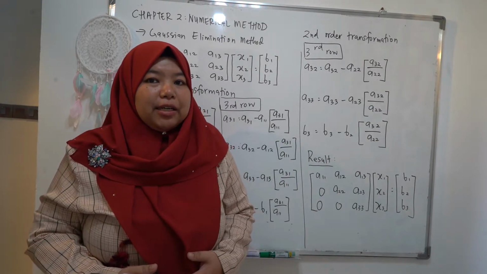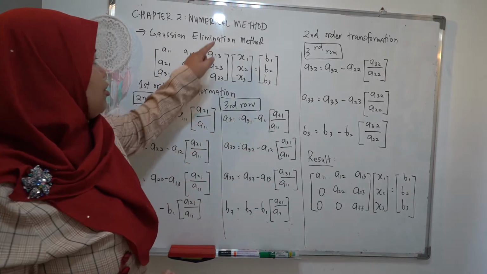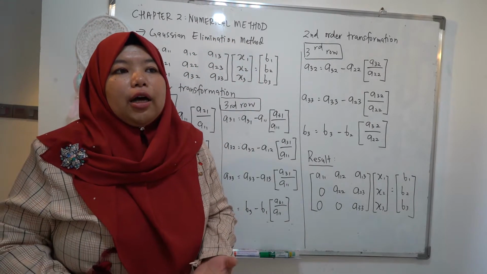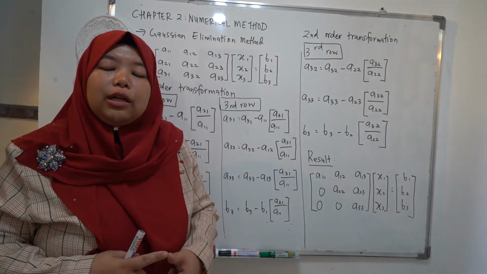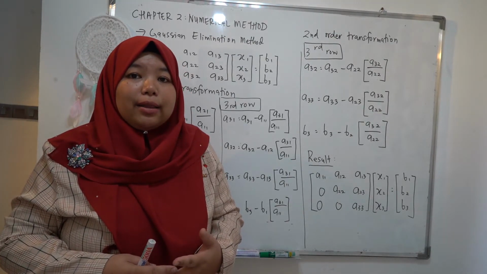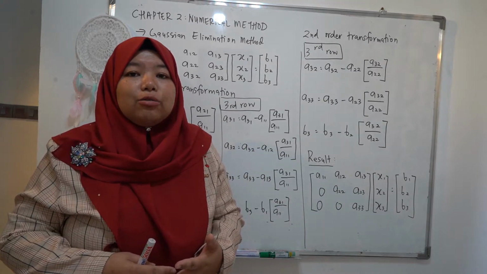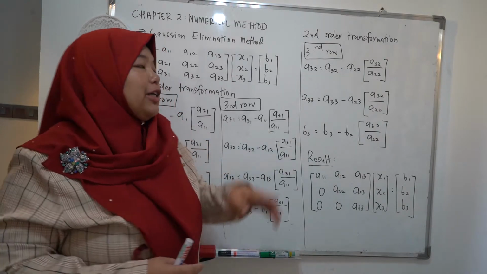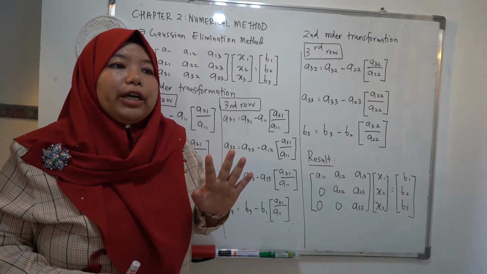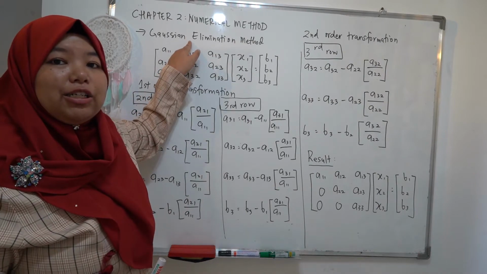Okay, I'm Mrs. Sadovia. For today I will cover numerical methods. For the numerical method, I will cover the Gaussian elimination method, Doolittle method, Crout method, and then the fixed point iteration method, and the last one is the Newton-Raphson method. For this chapter altogether there are 5 methods. Right now I'll just focus on the Gaussian elimination method.